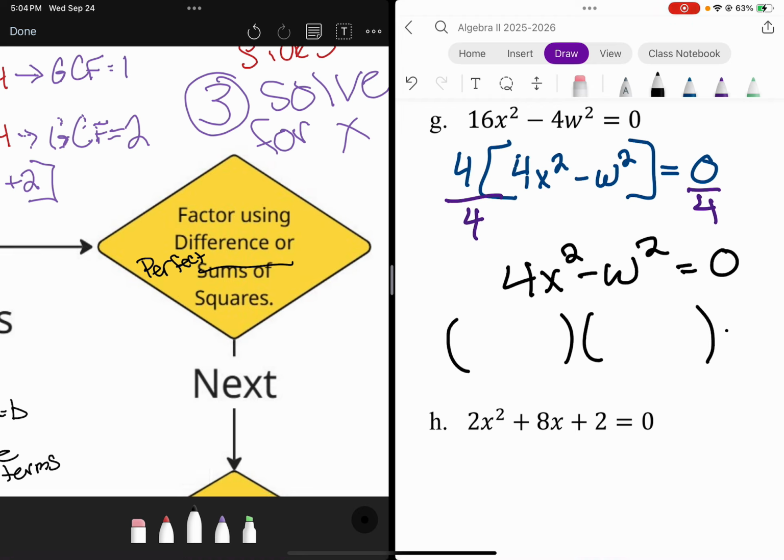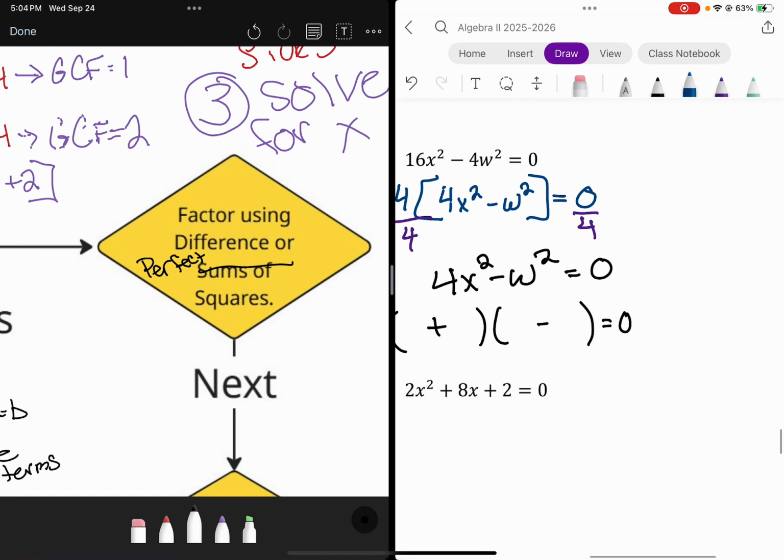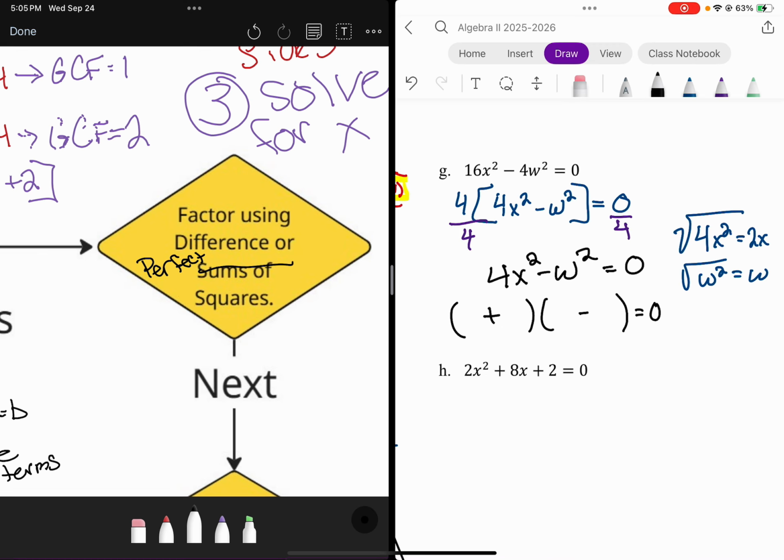Difference of squares, we're going to have 2 sets of parentheses, one with a plus, one with a minus. With that, we are going to take the square root of our first term, so 4x squared, that will be 2x, and then the square root of our second term, w squared, or w. Those are the values that are going to go in our parentheses. So we'll have 2x as the first one because the 4x was first. And then we'll have a plus w and a minus w.